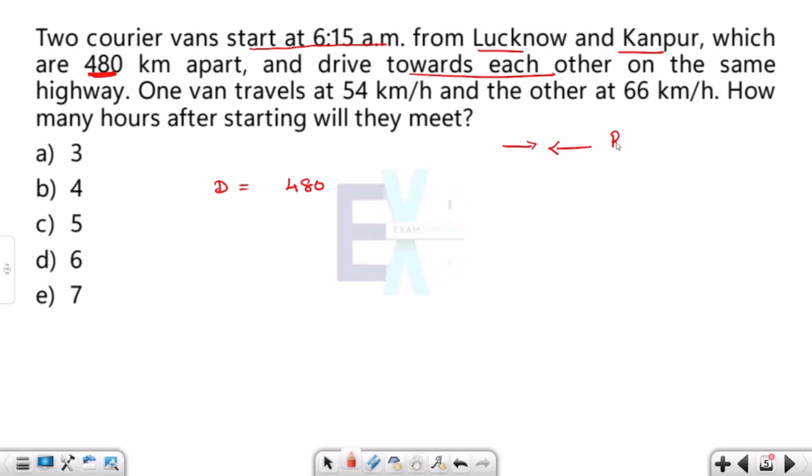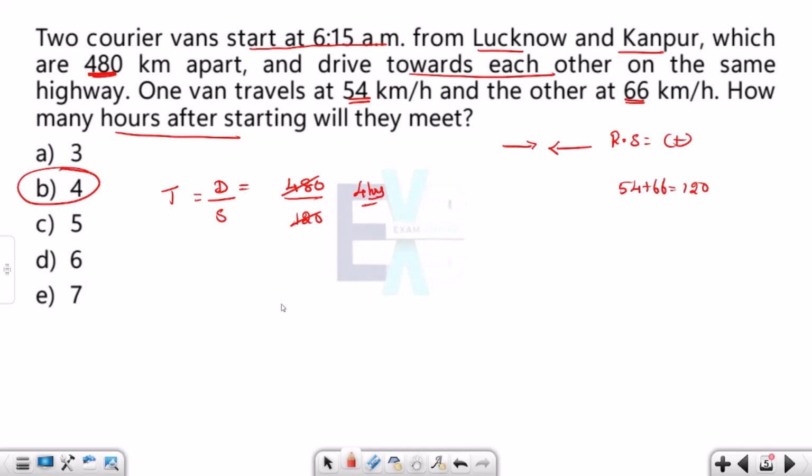Opposite direction in the sense, what will be the relative speed? You have to add the speeds. So what is the speed of the first one? 54. What is the speed of the second one? 66. So what is 54 plus 66, which is 120? So speed is nothing but 120. Now distance by speed is equal to what? Time. So what is 480 by 120? So the answer will be 4 hours. So after how many hours will they meet? After 4 hours. Okay.